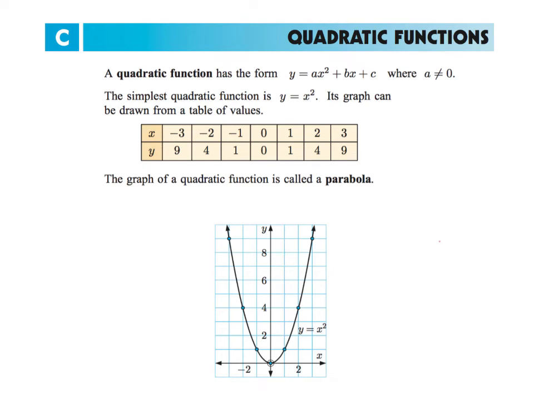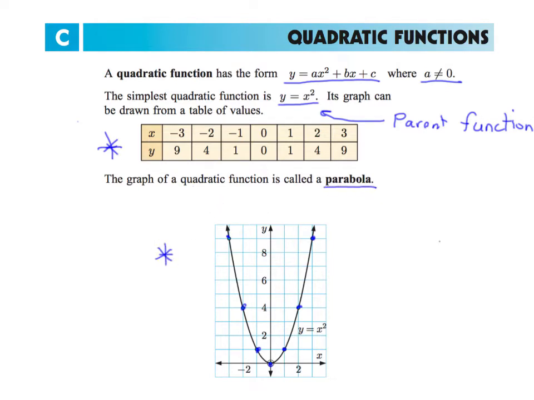Quadratic functions. A quadratic function has the form y equals ax squared plus bx plus c, where a is not equal to 0. We're going to look at the parent function, which is y equals x squared, and it looks like this graph. Notice the key values you need to know: (0, 0), (1, 1), (2, 4), (3, 9), (-1, 1), (-2, 4), and (-3, 9). Please try to memorize this.